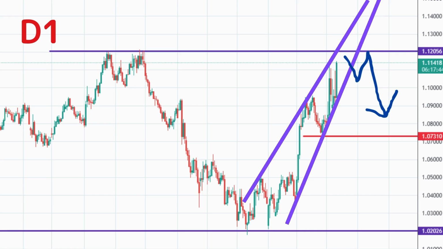The key question now is whether the bullish momentum will push price above the purple resistance line or whether we'll see a rejection and a break below the trend line. Keep an eye on this area.